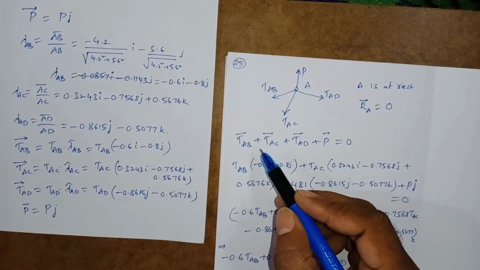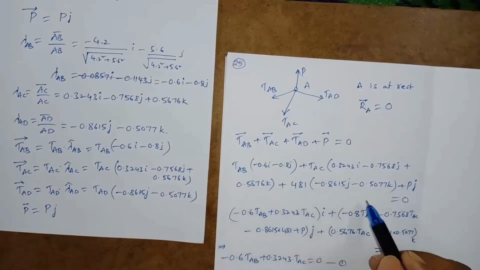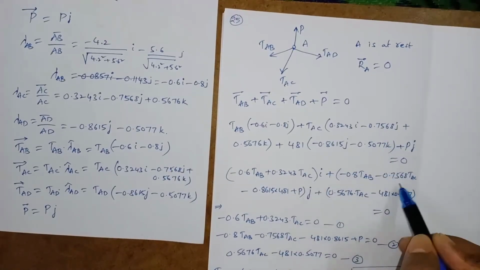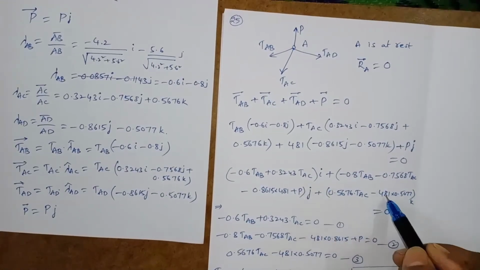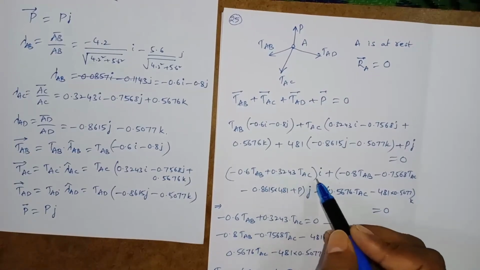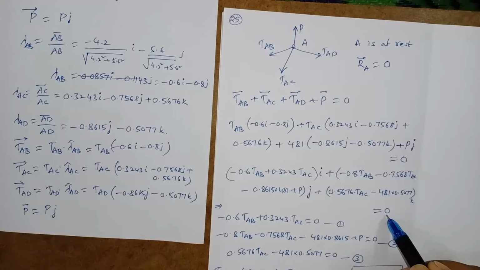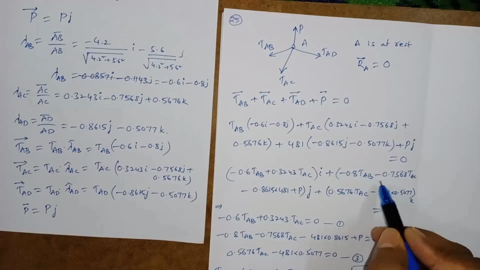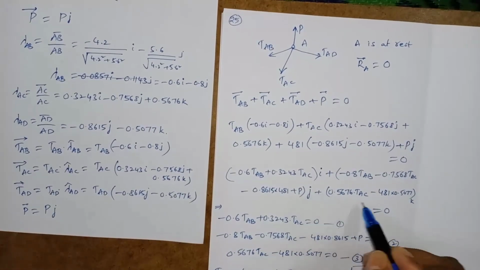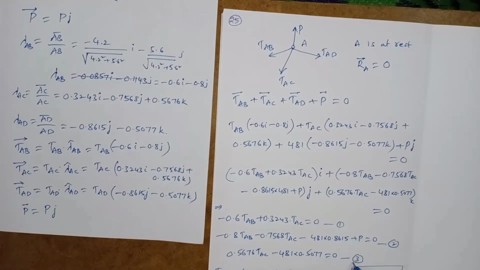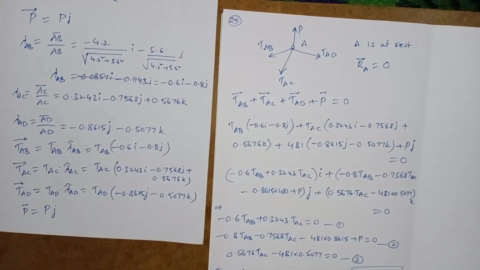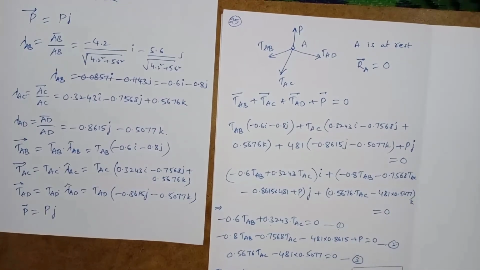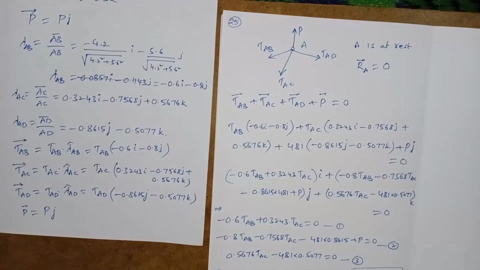Substituting these expressions for the terms, we get this equation, and finally simplifying, bringing all the I terms together, J terms together and K terms together, we get the equation: I cap term plus J cap term plus K cap term equals 0. That implies the I term must be equal to 0, then we get equation 1, the J term must be equal to 0, we get equation 2, and the K term also must be equal to 0, then we get equation 3. Solving equation 3 we get TAC, then substituting in equation 1 we get TAB, and substituting in equation 2 we get P. So finally the answer is 926.02 Newton.